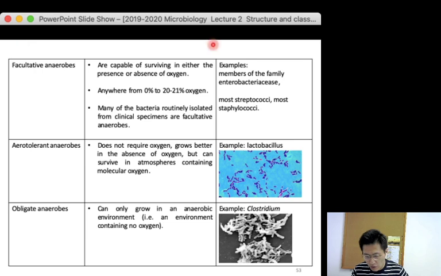So when you look at the example on the right-hand side, the enteric bacteria. Enteric means bacteria found in the intestine, in the gastrointestinal tract, in the digestive system. They are the most commonly found because of the different range of oxygen.